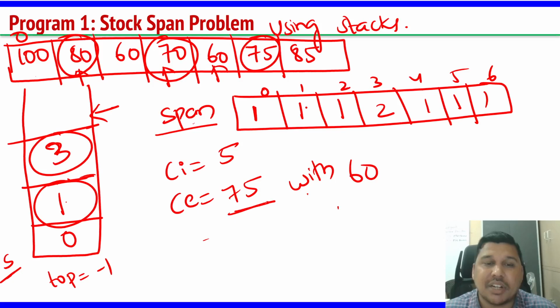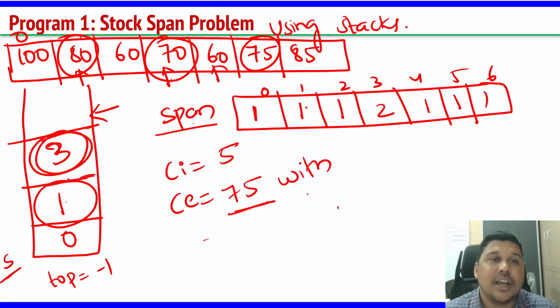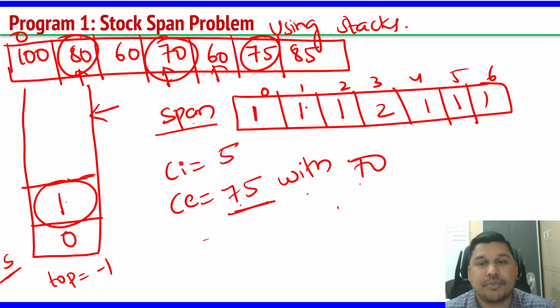Again, compare this 75 with the topmost array element, that is A of 3. What is A of 3? A of 3 contains 70. Is 75 less than 70? Yes. Just pop out this array element. Now again, you compare it with the top of the stack. What is there on the top of the stack? 1. Is 75 less than 80? No, here it failed. It failed.